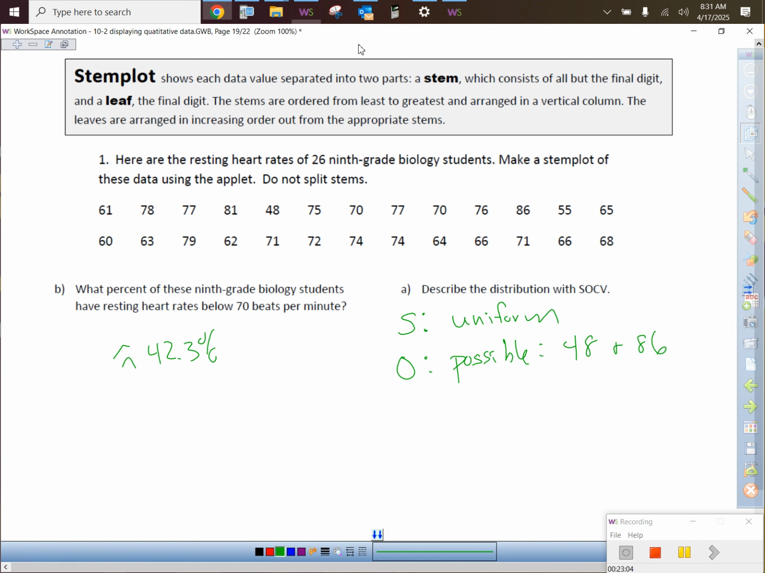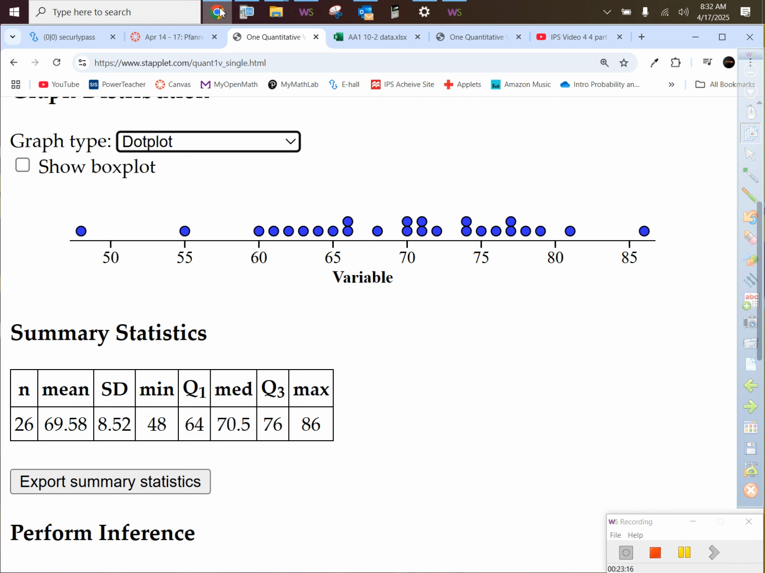Center. No doubt about it this time. Let's go and use the chart. What is the center? It is the median of this data. So what would that be? This is the mean. We don't want that. Which one do we want?